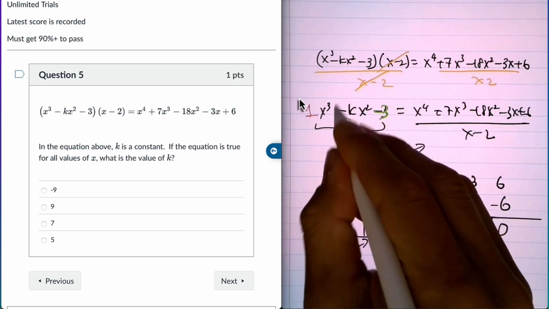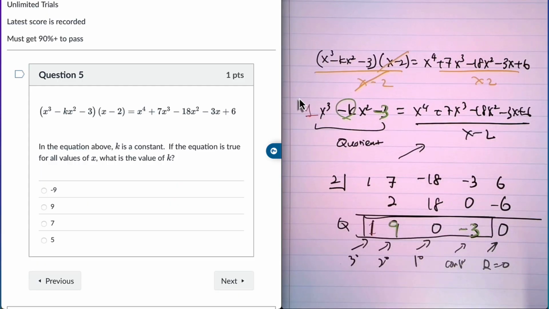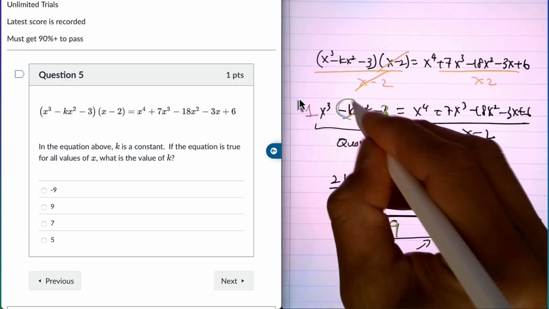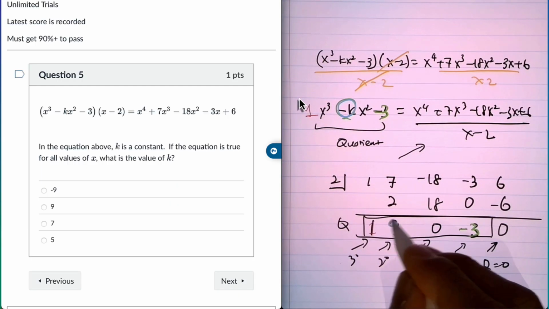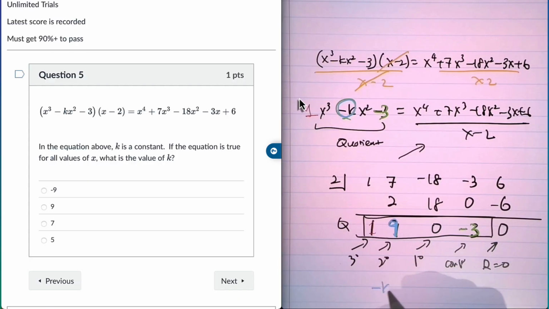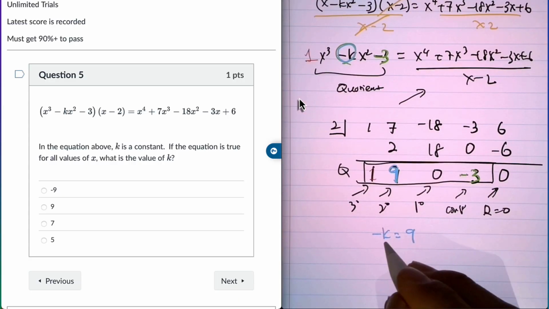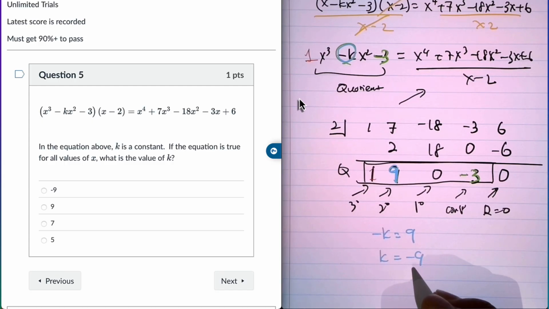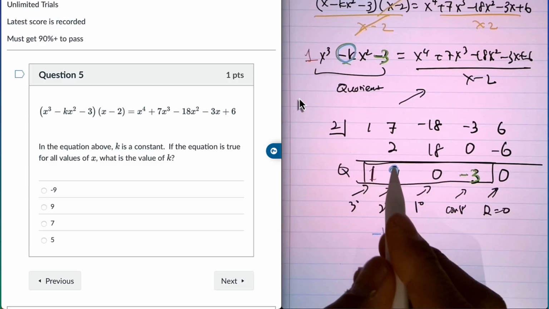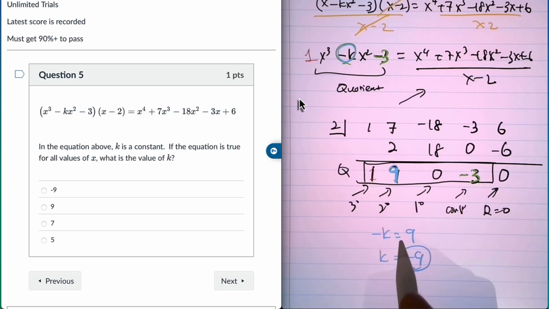Oh, you know what? That's the same color, right? So let's use cyan. Okay, so when you set negative k equals 9, all you have to do is multiply both left and right by negative 1. So here k has to be negative 9. Again, because we have negative k here, when that equals 9, k has to be negative 9. So the correct answer is the first one.